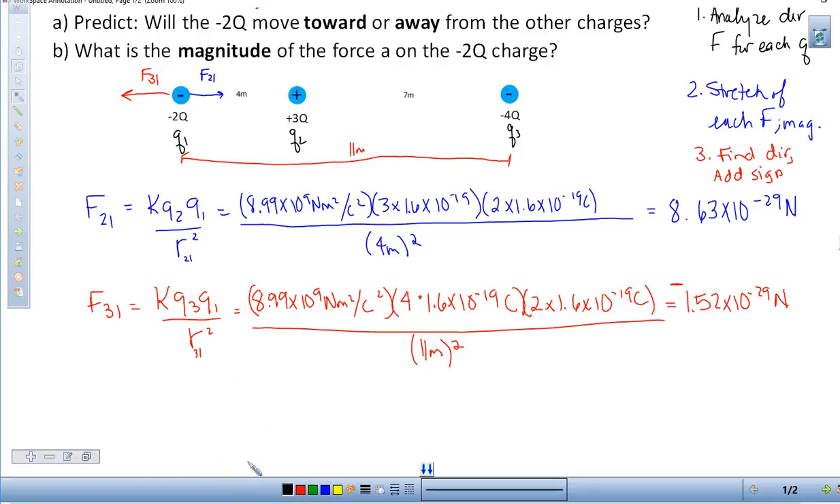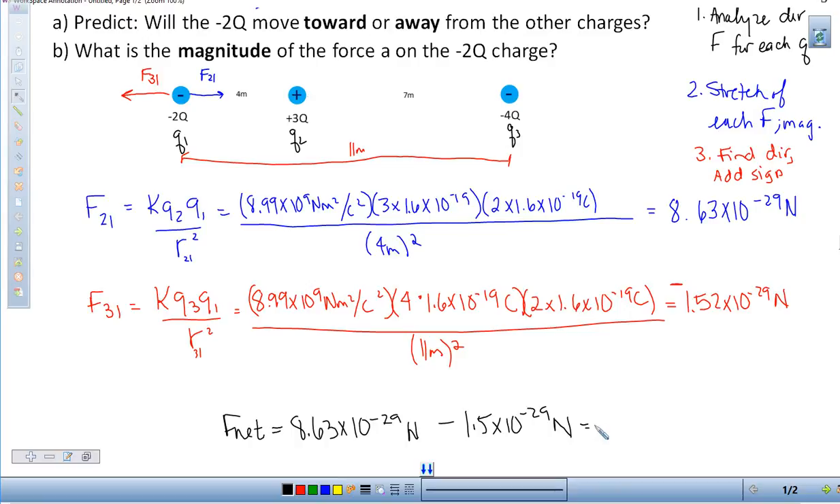So this becomes the net force. Coulomb's law is basically a tug of war. And this one's a bigger number, so basically we're going to get pulled by this more than that. That's going to cancel some of this, but it's not going to dominate. So what we get is the net force is going to be the right force minus the left force. I'm going to go ahead and do that.